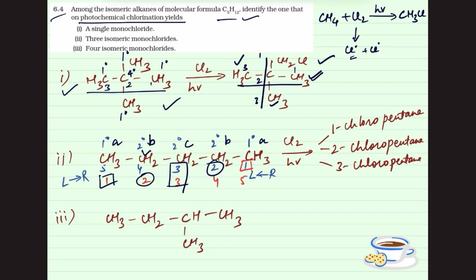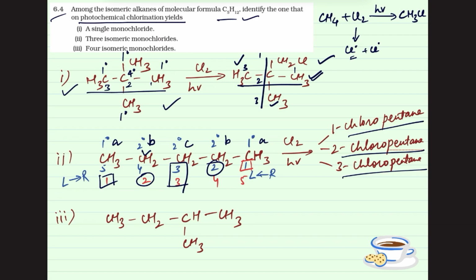When carbon number 1 is bonded to chlorine, it is 1-chloropentane because the longest carbon-carbon chain is of 5 carbons. When carbon number 2 is bonded to chlorine, then it is 2-chloropentane, and when carbon number 3 is bonded to chlorine, it is 3-chloropentane. Now the third question, 4 isomeric monochlorides.